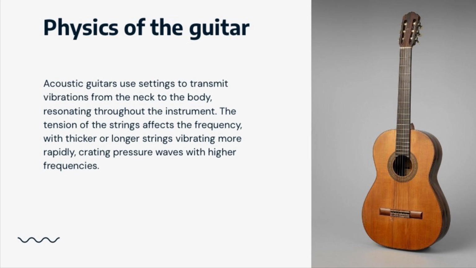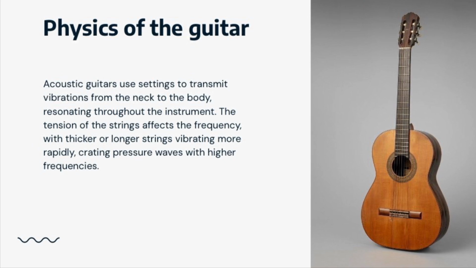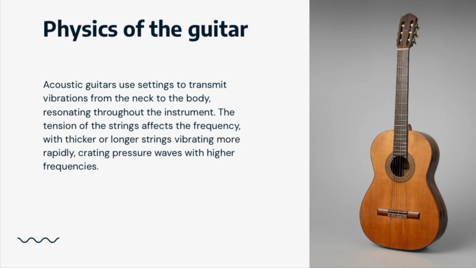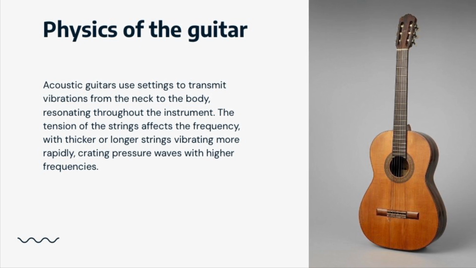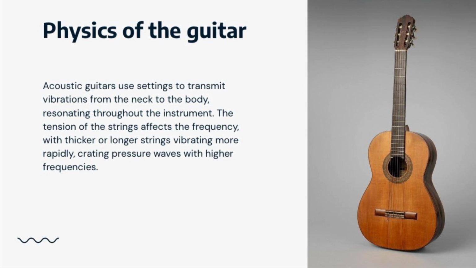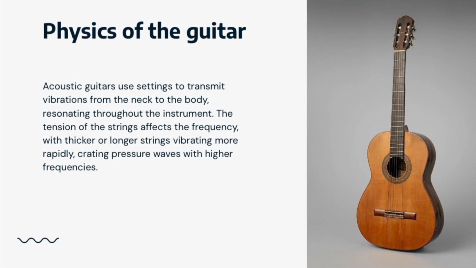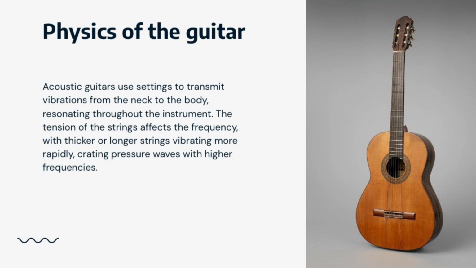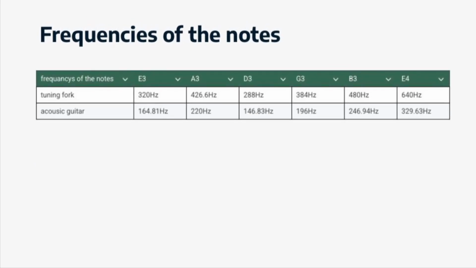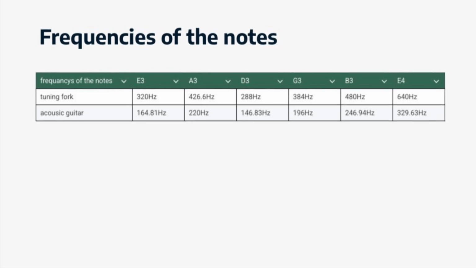Acoustic guitars use strings to transmit vibrations through the neck of the body, resonating throughout the instrument. The tension of the strings affects the frequency, with thicker or longer strings vibrating more rapidly, creating pressure waves with higher frequencies. These are the different frequencies for the tuning forks and the acoustic guitars.